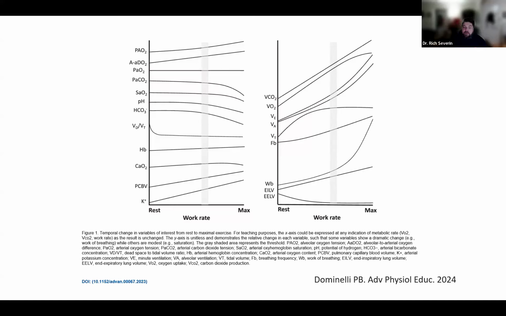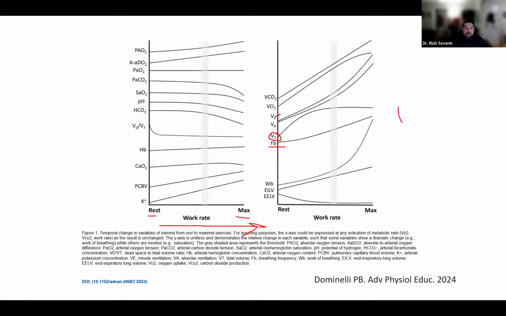So let's break down the graph here, going from left to right, resting conditions to maximal exercise. And then we have on here different variables plotted along this continuum, from rest to max. You can see here PaO2, PCO2, which, people don't realize, actually begins to decrease a little bit, SaO2, pH, but we're going to focus a lot on frequency of breathing, FB, which you can think of as respiratory rate, VT, tidal volume, and then VE here, which is ventilation.